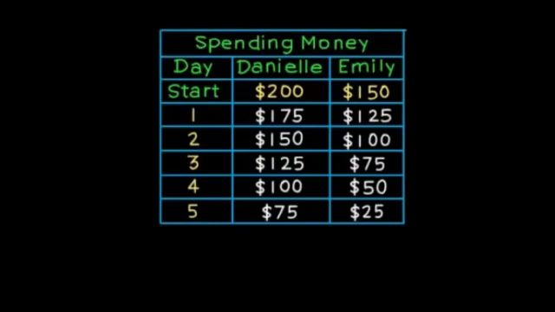Do you notice any relationships in the table? Well, the first one is obvious. As you look from top to bottom, the value in each sister's column decreases by $25. This makes sense because that is how we filled in the table. But what if you look from left to right? There is a relationship. At the end of each day, Danielle has $50 more than Emily. So after 5 days of vacation, Danielle has $75 and Emily has $25.